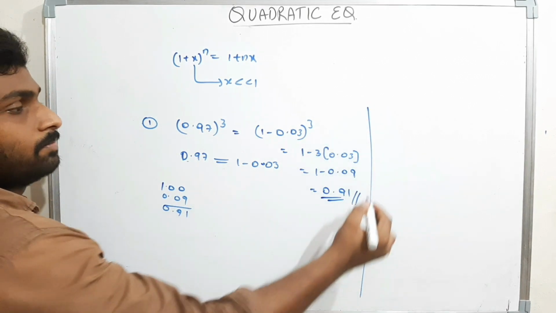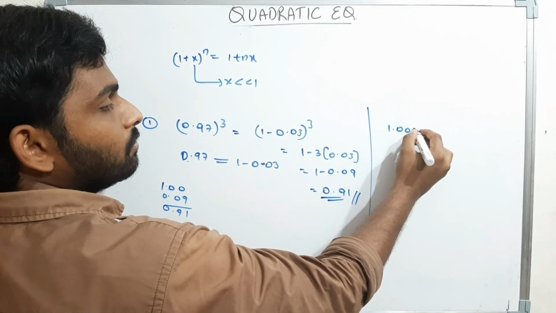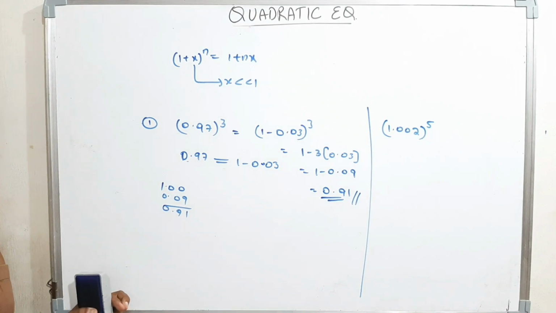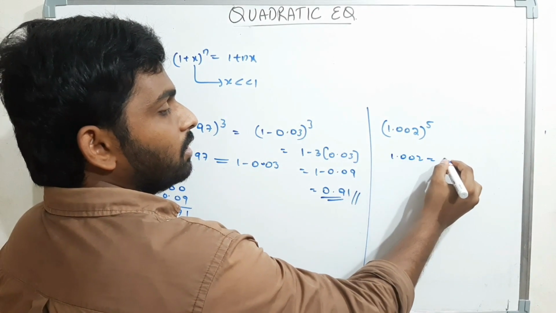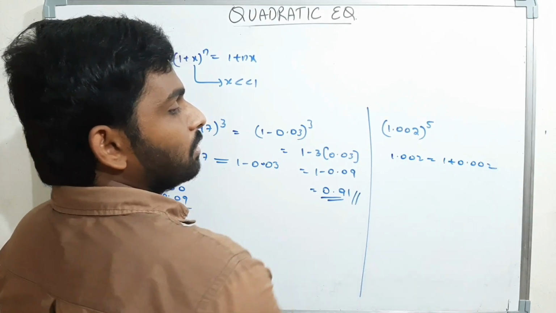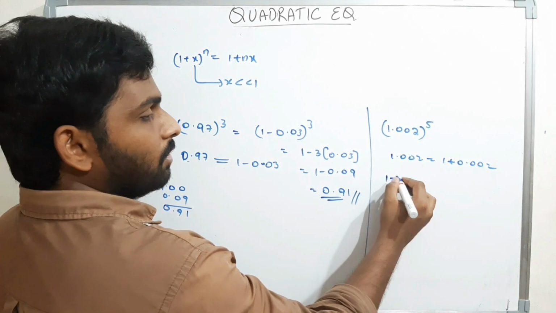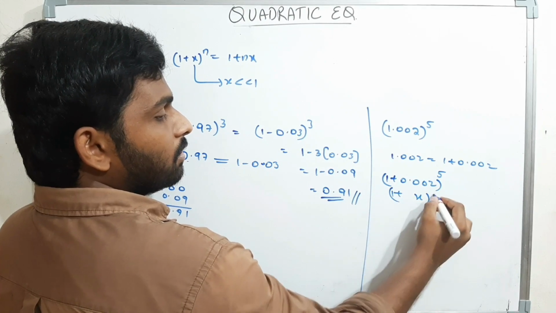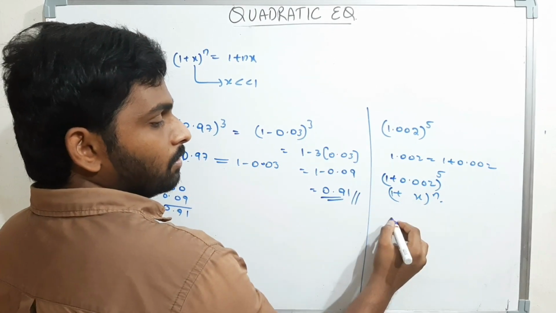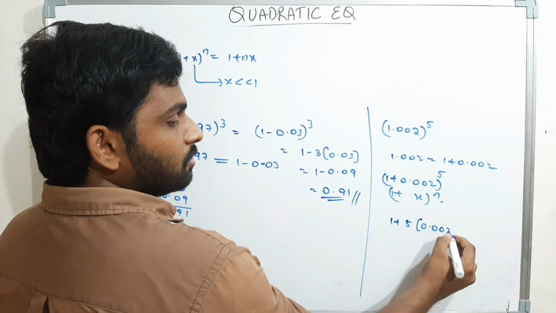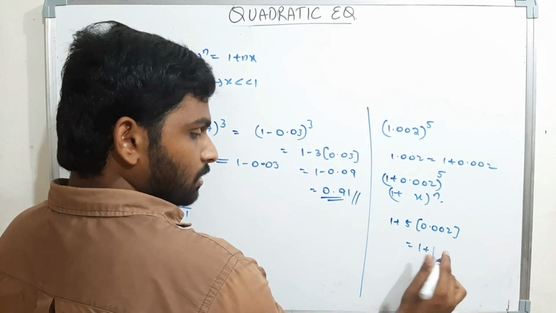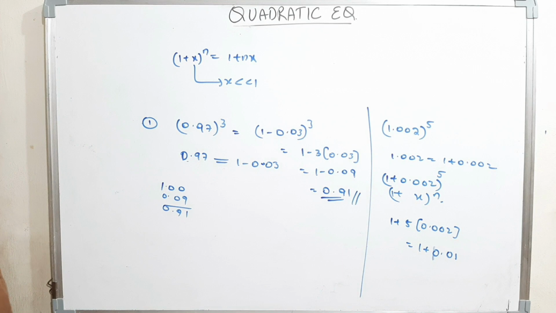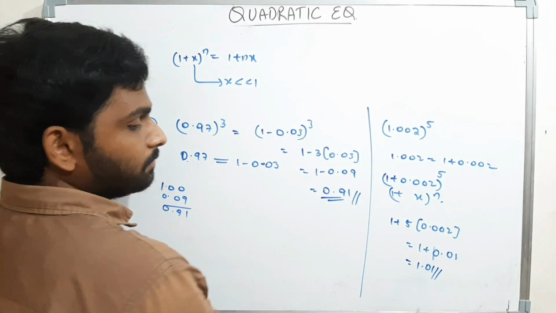Now we will see one more example. 1.002 whole power 5. Now see what is the answer for this. Can you solve it? 1.002 I can write as 1 plus 0.002. Therefore, use the binomial expansion. 1 plus 0.002 whole power 5, which is in the form of 1 plus x whole power n. Now expand it. 1 plus 5 into 0.002, that is nothing but 1 plus 0.01. What's the answer? 1.01 is the answer.